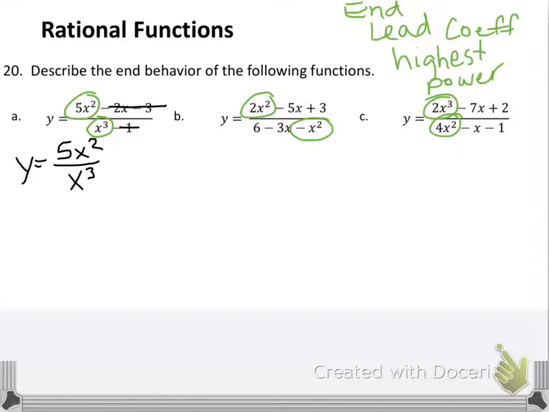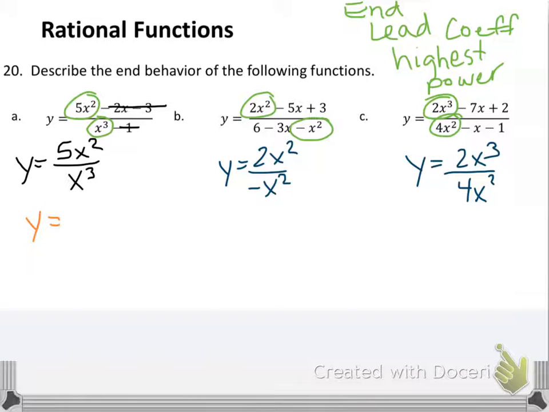Let me go ahead and do that for the next ones: 2x squared over negative x squared. And the last one would be 2x cubed over 4x squared. Now that we have that, at this point you can simplify what you have. Since we have x's in both the numerator and the denominator, in the first one we get 5 over x. The second one becomes -2 because the x squares cancel out entirely. On the last one, it becomes x over 2, because 2 over 4 is 1 over 2, and the x cubed is on top, so it keeps the x in the numerator.